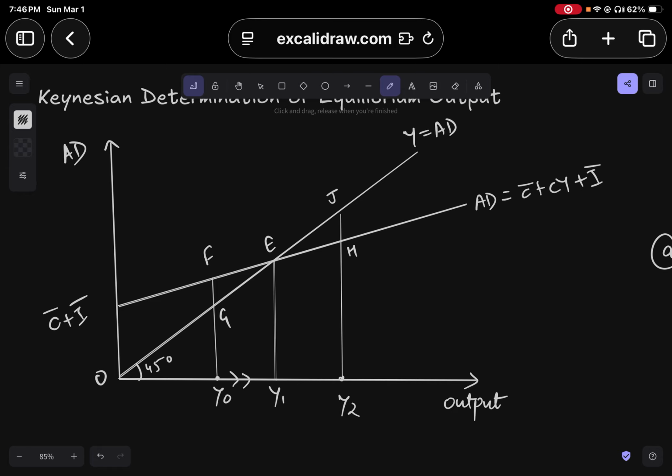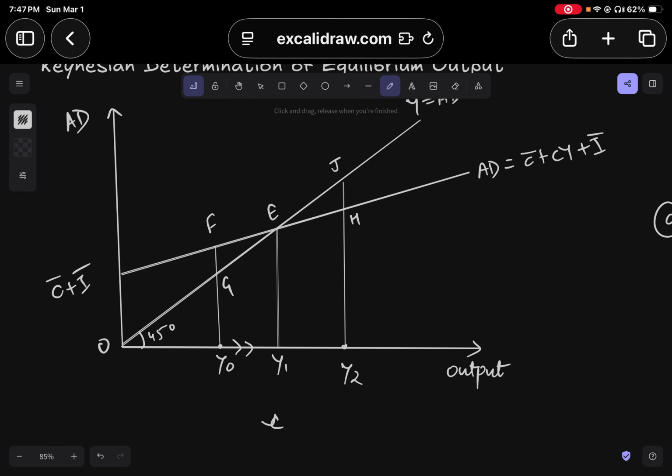Firms increase their output at point 1 and AD increases at MPC C, and this will continue till Y equals AD line intersects actual aggregate demand at point J, this point. There is deficit demand, not excess supply.